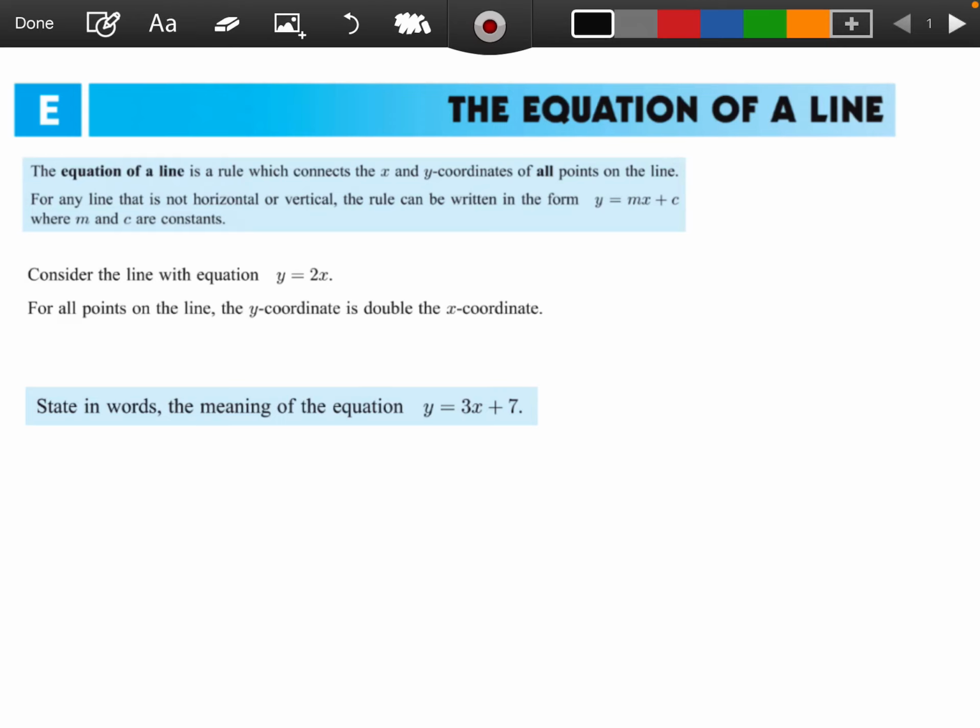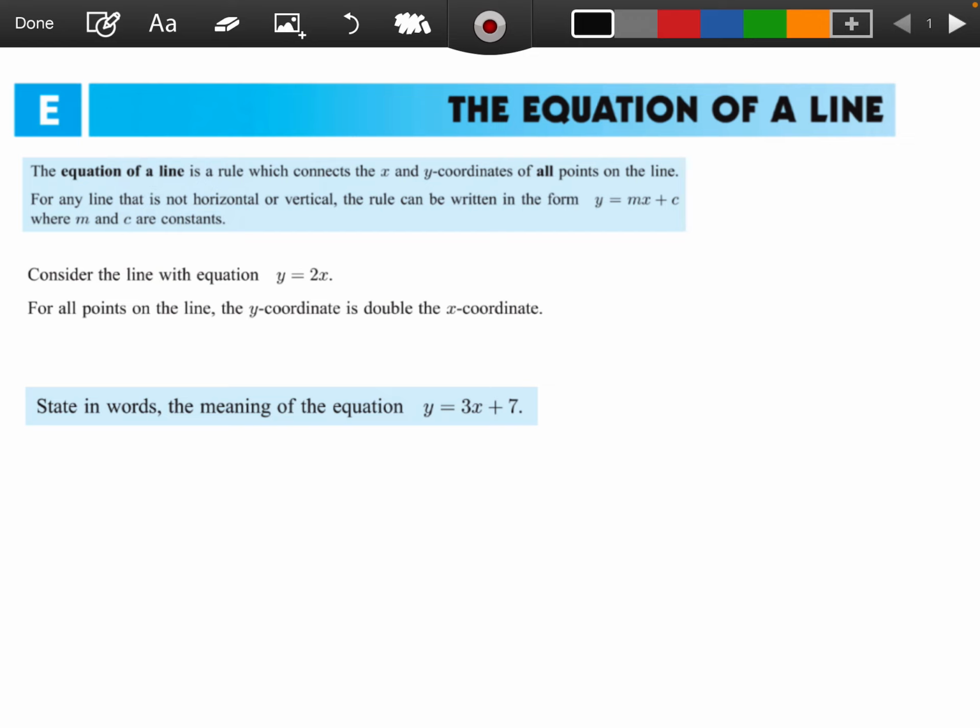Hi, so this video is going to be about the equation of a line. We've been talking a little bit about lines in terms of slope. We talked about lines in terms of axes, intercepts. So we've talked a little bit about attributes of lines. So now we're going to get to the equation of a line.